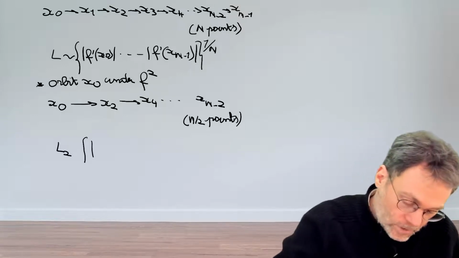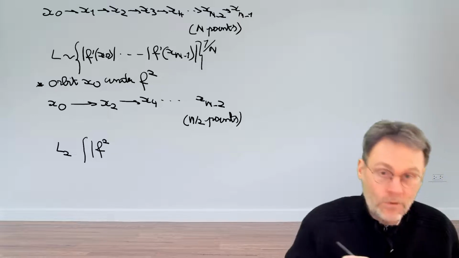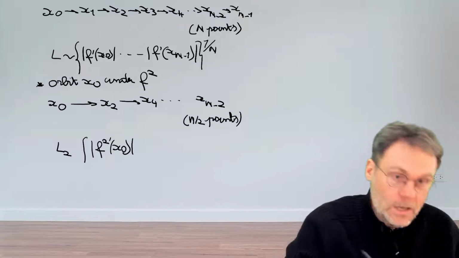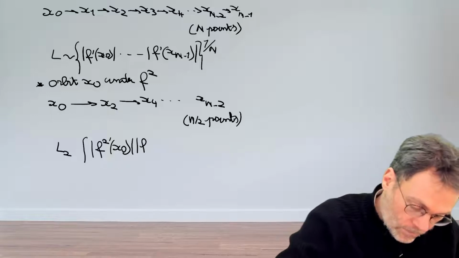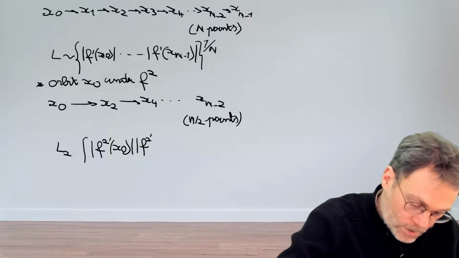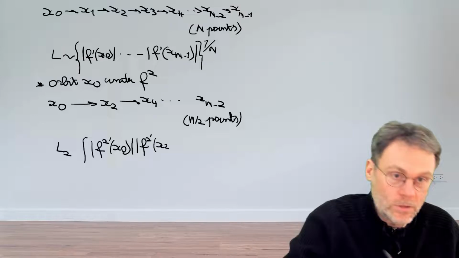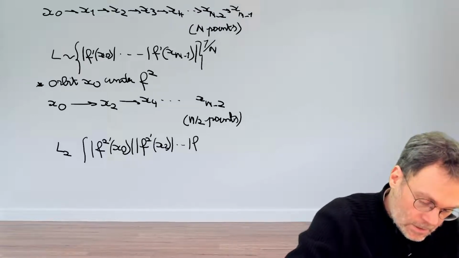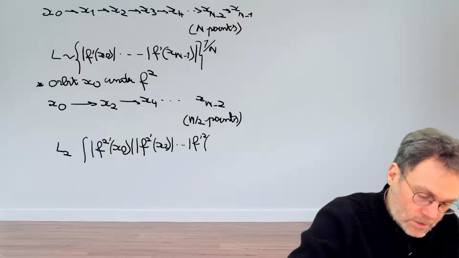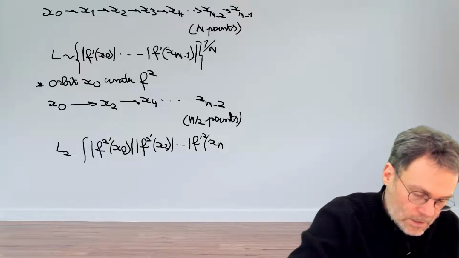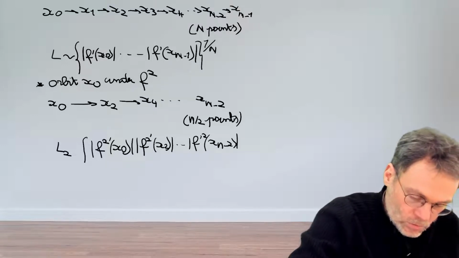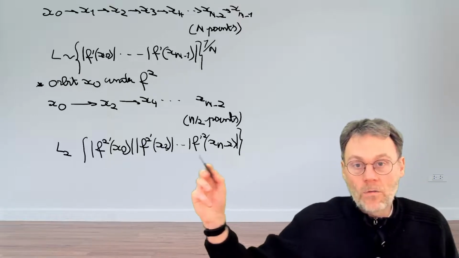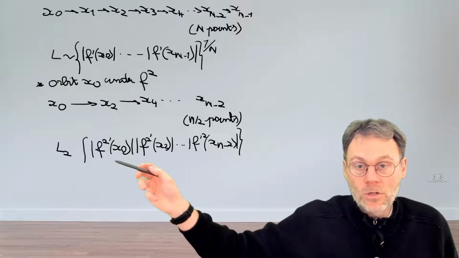The first derivative is the derivative of the map F applied twice, obviously, at the point x0. And then we have the derivative of the map F applied twice at the point x2. And then we end at the derivative of F twice at xn minus 2. Okay, so these are the objects of which we need to take the geometrical average.